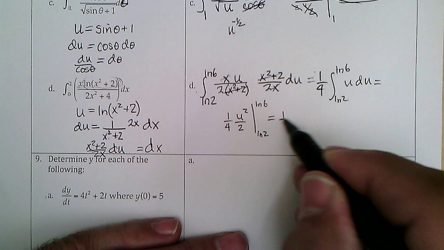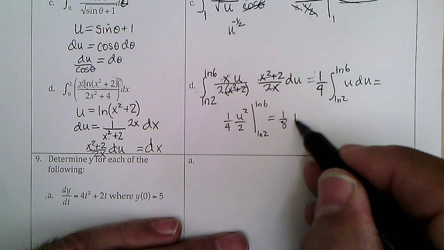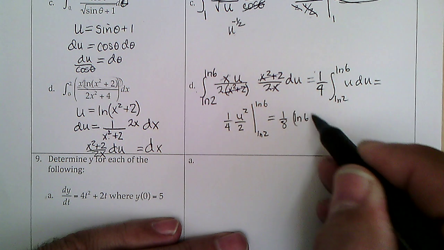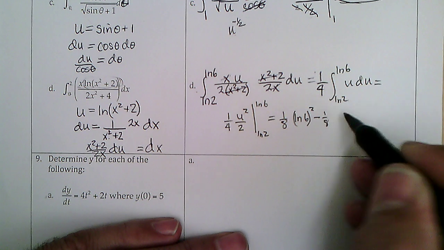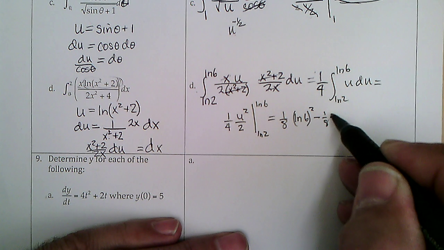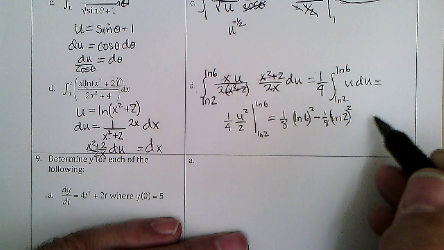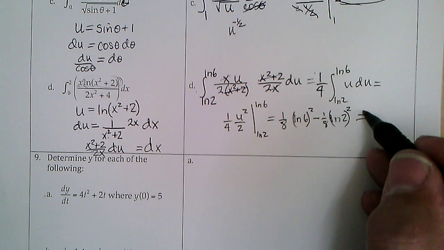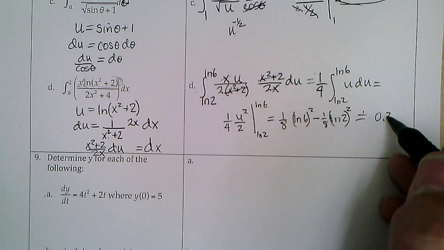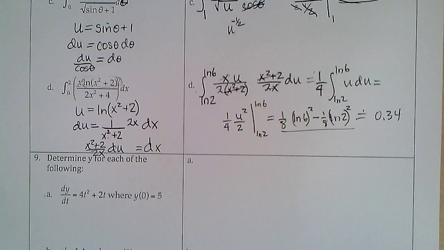1/8 ln 6 squared minus 1/8 ln 2 squared. And we got that to be approximately 0.34 in class. But you can leave it like this. Okay?